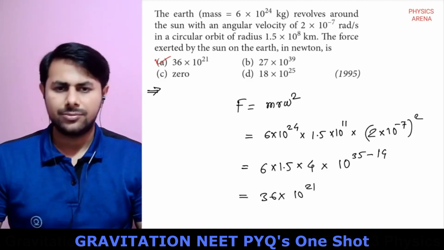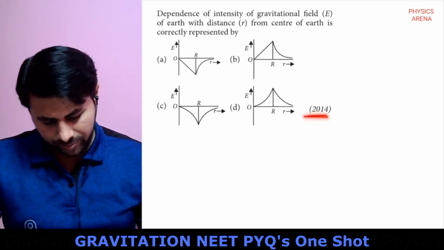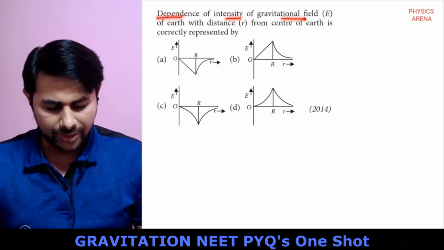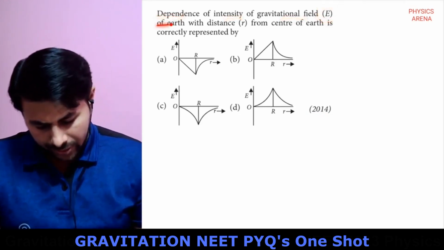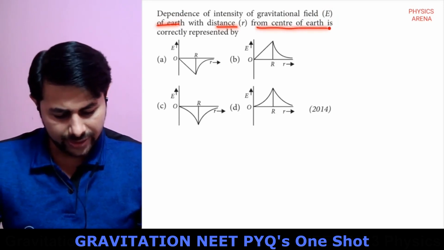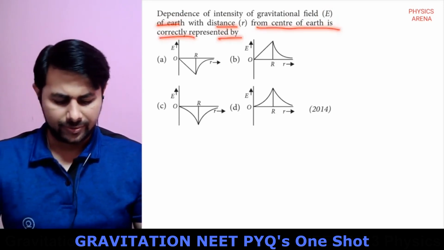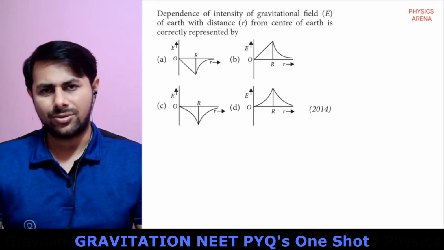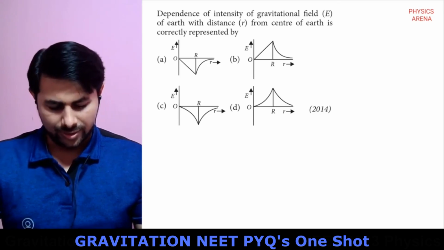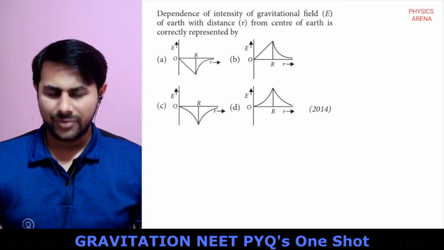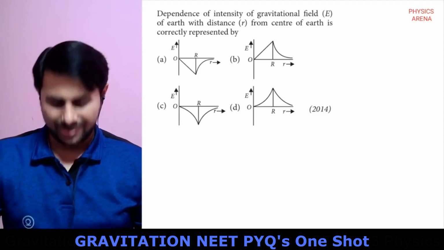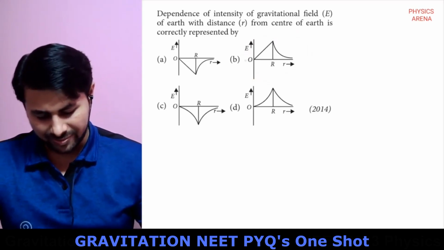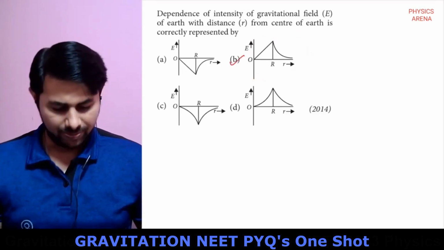Option A, right? This is from 2014. Dependence of intensity of gravitational field E of Earth with distance r from the center of Earth is correctly represented by. So gravitational field is nothing but what? Acceleration due to gravity. Tell me which one is correct. I have seen this, no? It's option B. Right, it's option B. So this is a simple question.